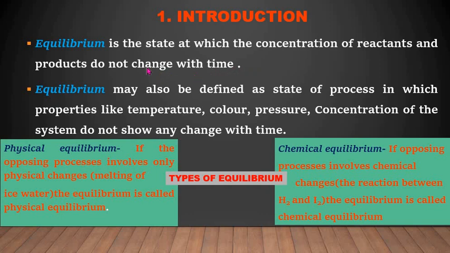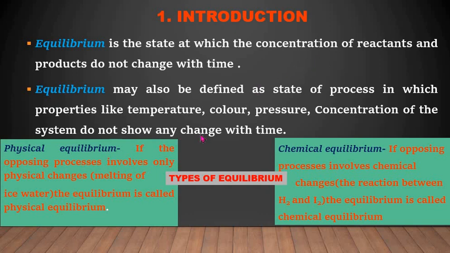At one stage, the concentration of reactant and concentration of product become constant and they do not change with time. Such a state is called equilibrium. In the same way, the state of a process in which properties like temperature, color, pressure, concentration are unchanged with respect to time is called equilibrium.